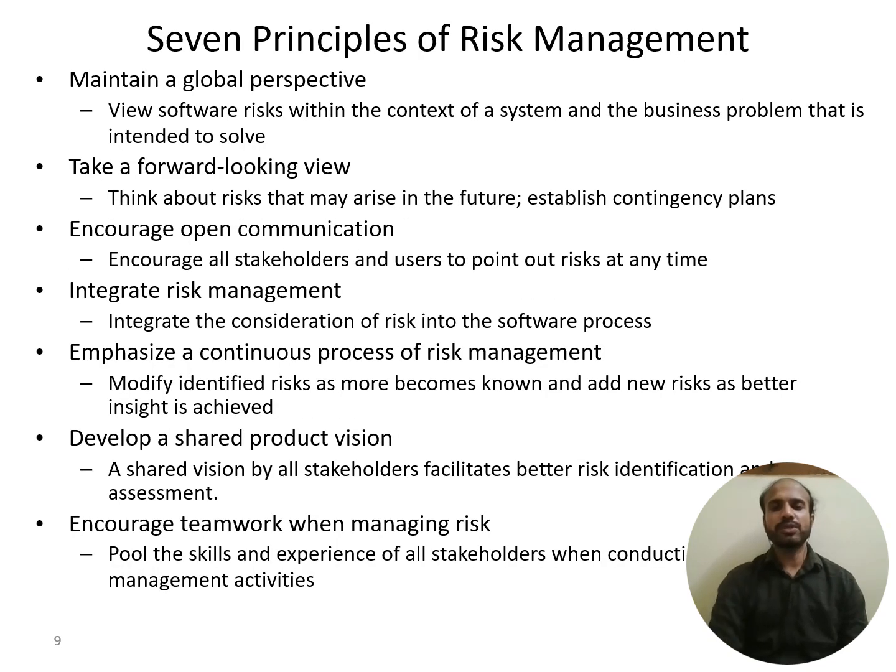So the 7 principles of risk management. Beginning with maintaining a global perspective. View software risks within the context of a system and the business problem that it is intended to solve. So the software risks that are listed in the risk table are very specific to the system and the business that it's going to impact, the problem that it's going to create.